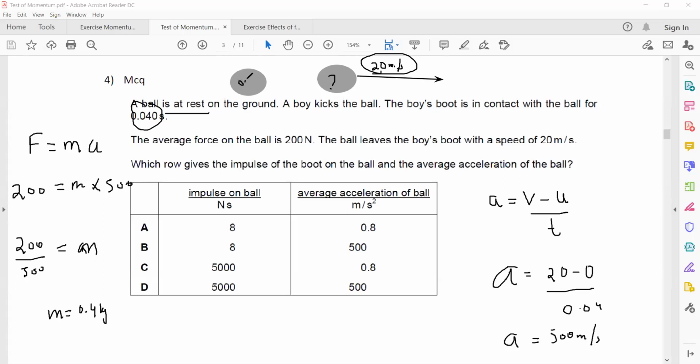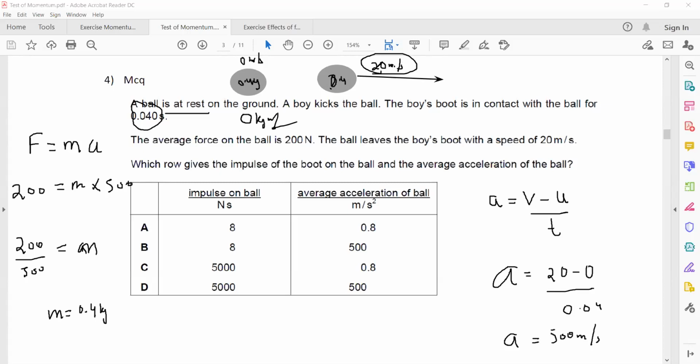So the mass of the object is 0.4, and it was initially at rest. And here also the mass was 0.4 and it was moving. So what is the initial momentum? Because initially it was at rest, it is 0.4 multiplied by 0. So the initial momentum is 0.